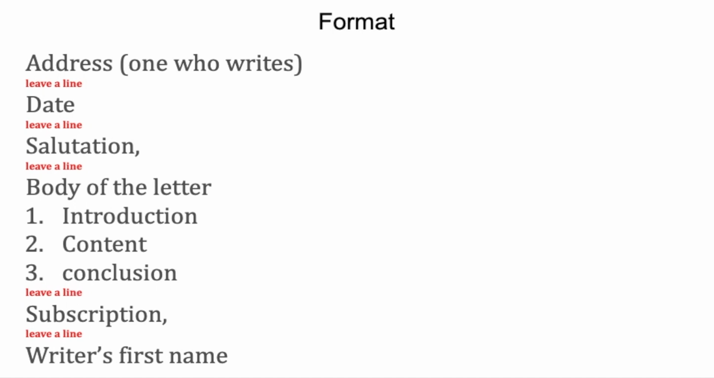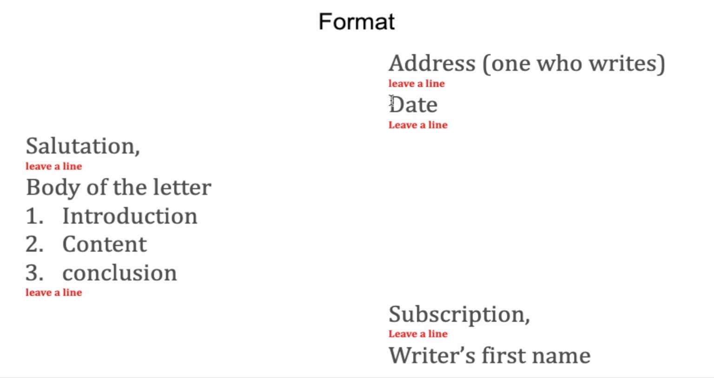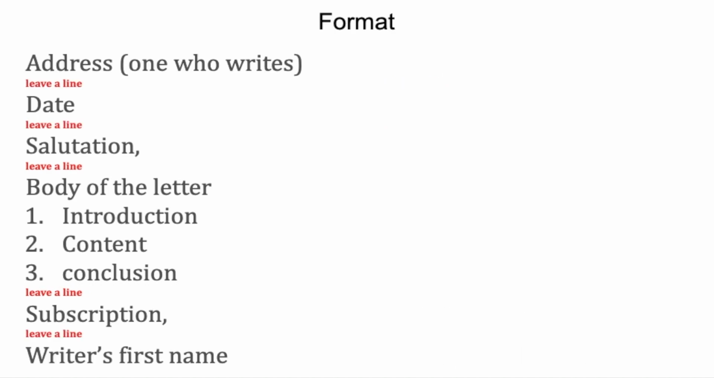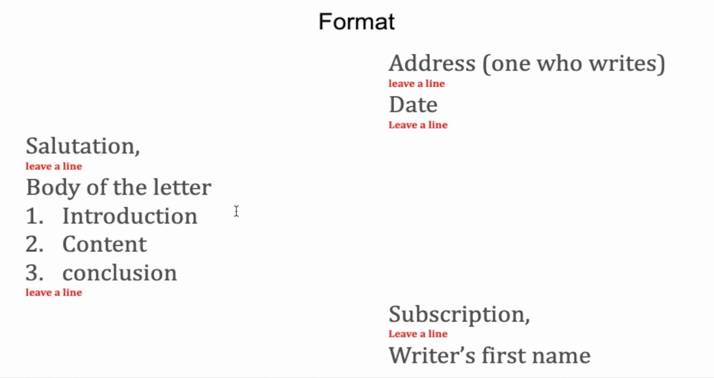Now this is one format. There is another format for the informal letter. More or less it's the same. The only thing is that the address and the date shift to the right, along with the subscription and the first name where you end the letter. The rest remains on the left. Most of the time we stick with this format. It's very easy to follow, with everything on the left. You can also go ahead with this format.